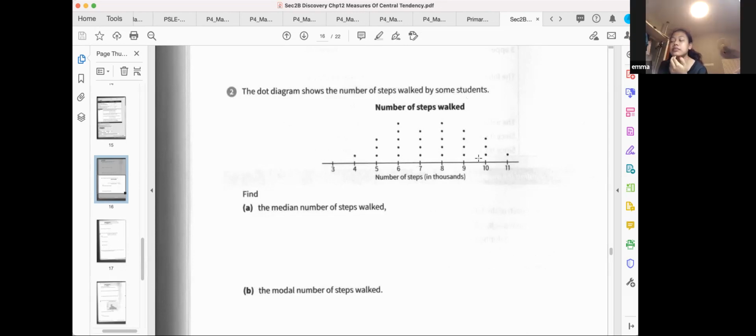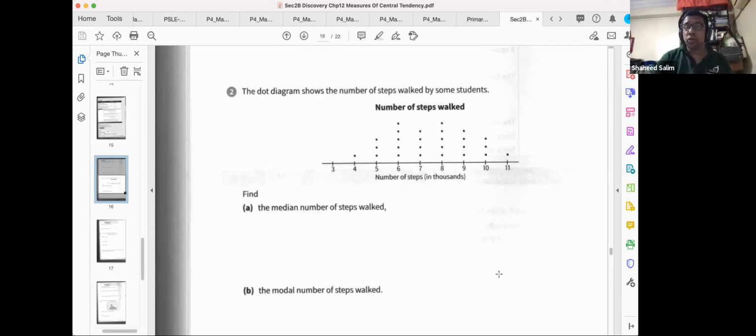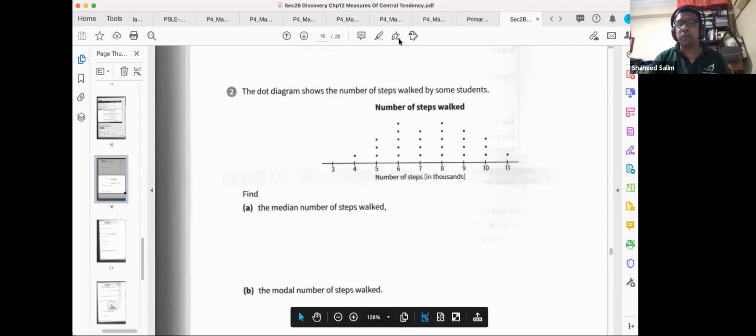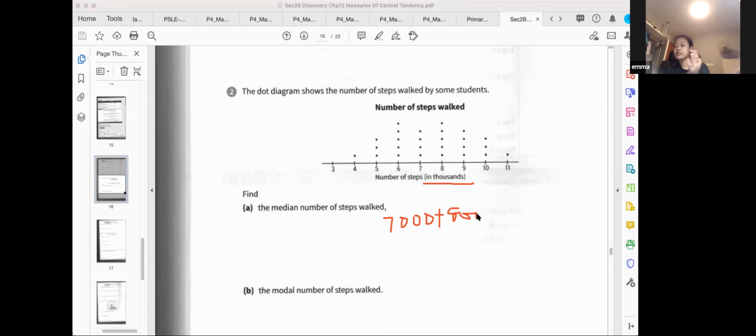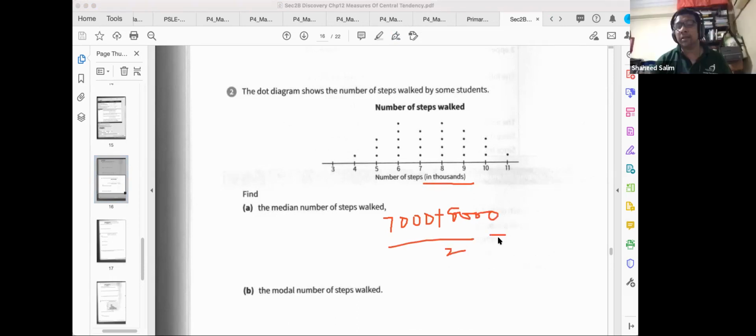Do you plus 1 divide by 2? 7.5 thousand. So your answer would be, when you're doing this one, it's between 7 and 8, right? But remember, this is in the thousands. So you must take 7,000 plus 8,000, and then you divide it by 2. Here you will get 7.5, but it's 7,500.